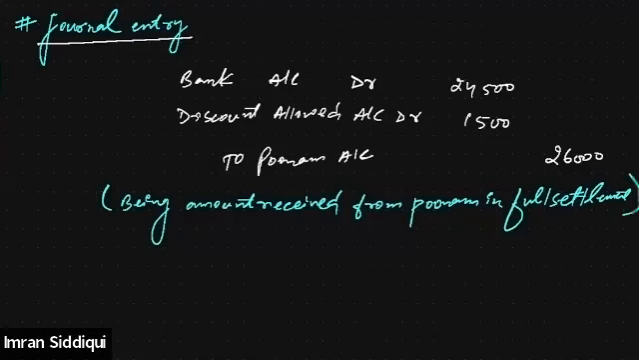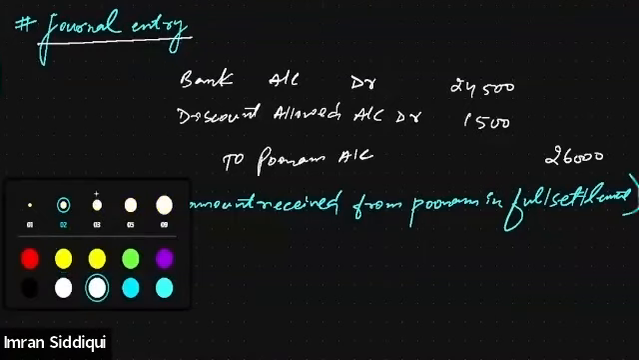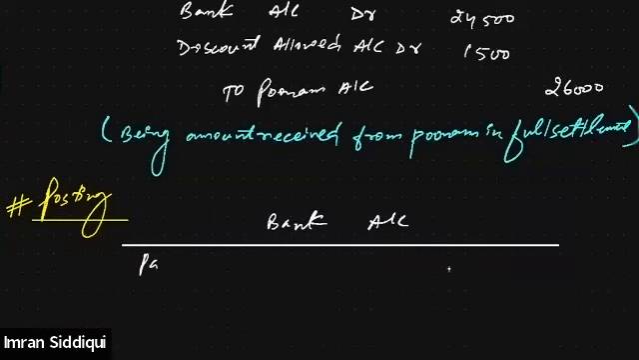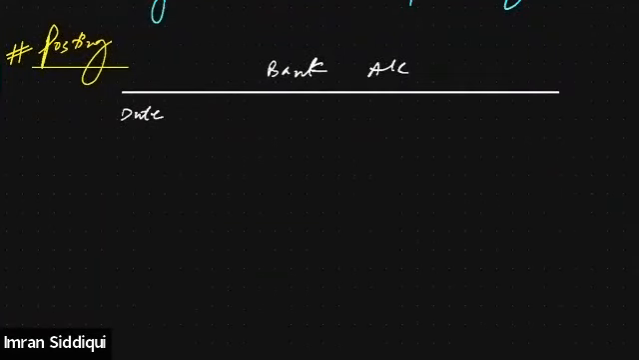Now, once the journalizing is done, we will post this into the ledger. Posting. Could anyone please tell me how many accounts I need to open? Three accounts, correct. First of all, we'll open a bank account, discount allowed account and Poonam account. Perfect. Bank account will be opened, so: date, particulars, amount.